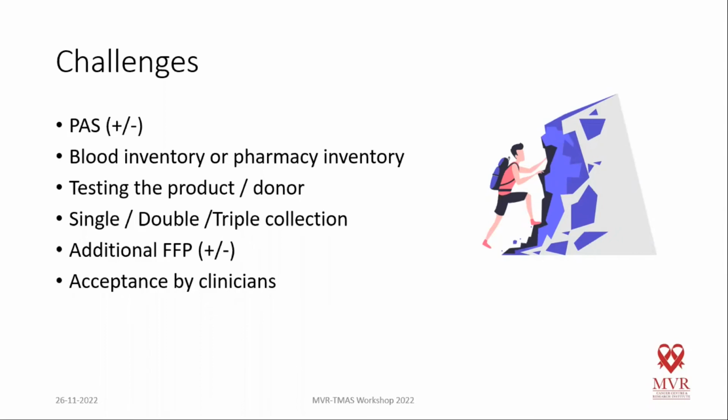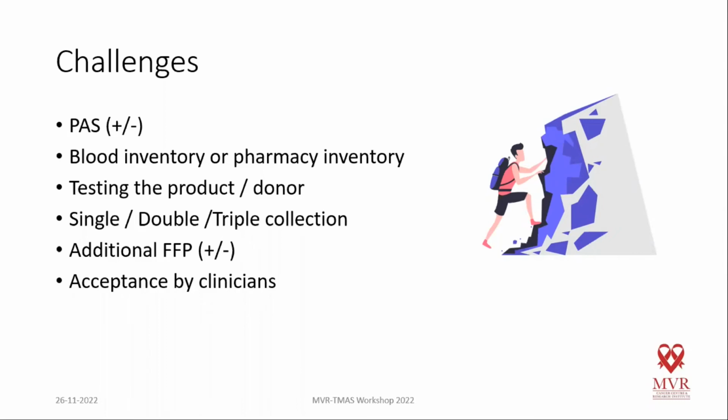Testing the product or donor, which I have already mentioned, and single, double, or triple collection, is very important. Usually our donors are well built. You can easily collect more than a single dose from each donor, and you should give it as 2 different units for 2 different bills. Only then will revenue increase. That is something that has to be underlined. Without revenue, no department will function, especially in a private center.